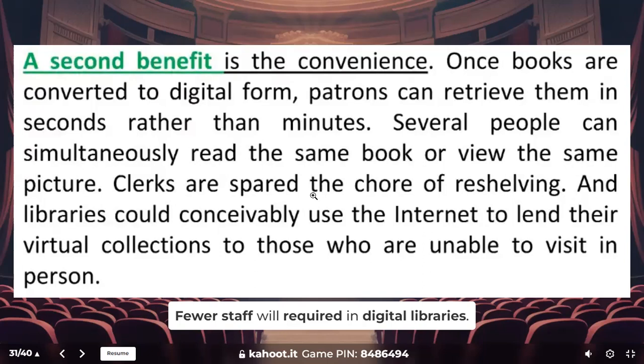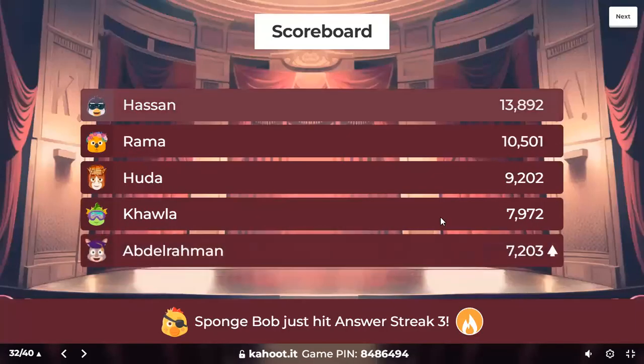You should never jump to conclusions. If something is not literally indicated in the paragraph, if you couldn't find this piece of information, fewer staff will be required in digital libraries, if it is not written there, don't ever go for true. So you simply mark it as not given. Okay, great.